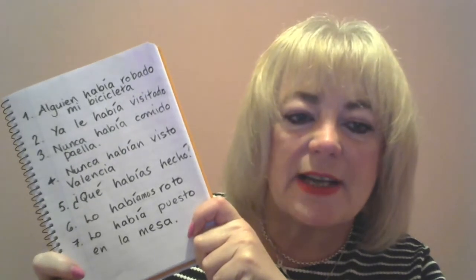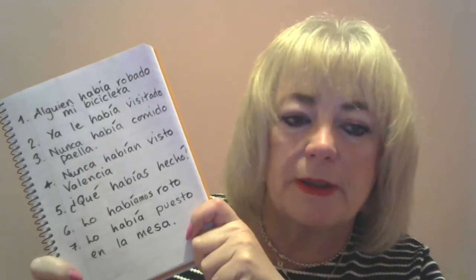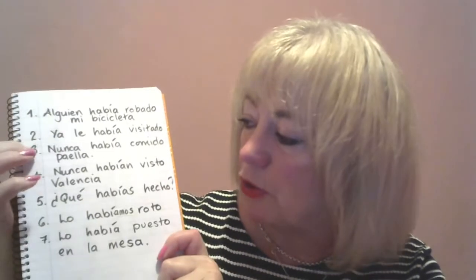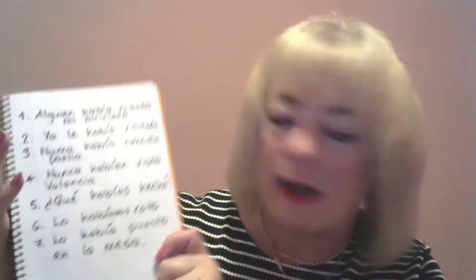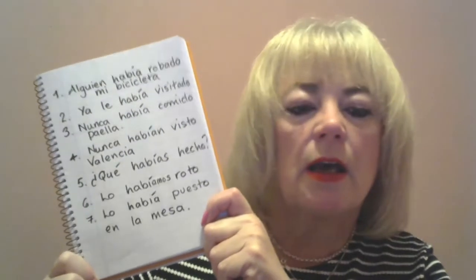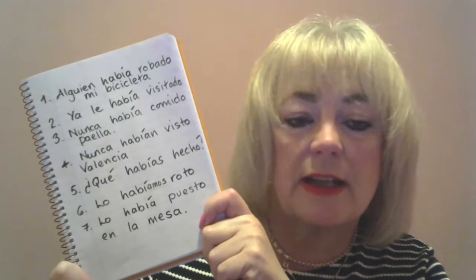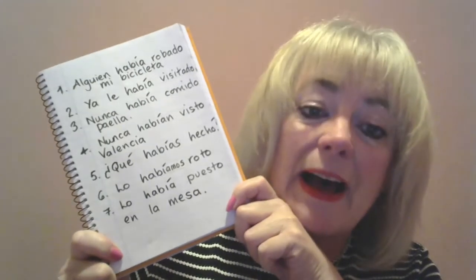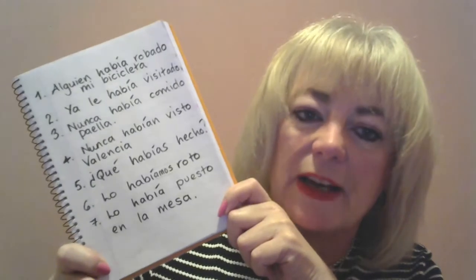It's just easier that way. Y número 3, nunca había comido paella. Yeah, she had, so you might want to put the ella in. Ella nunca había comido paella. They had never seen Valencia. Is it seen or visited? Quite often I do make little mistakes, as you may have noticed. No, seen. It is seen. I should have more faith in myself. But we all make mistakes, don't we? So, nunca habían visto Valencia.